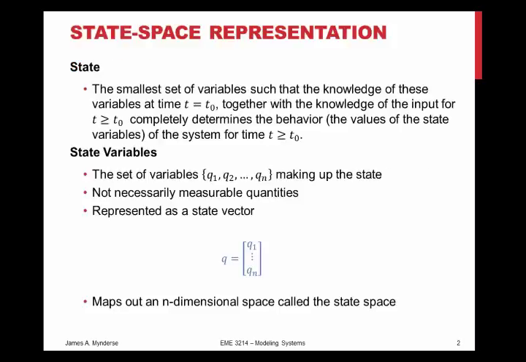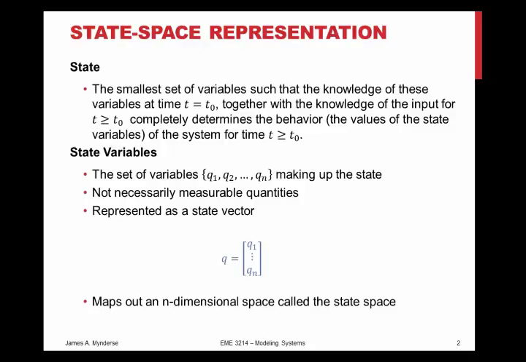The state is the smallest set of variables such that the knowledge of those variables and knowledge of the input is going to completely determine the behavior of the system, where the behavior of the system is the values of those state variables and also the value of the output. That's a little wordy, but I think you're going to see it by examples here. The set of variables that make up the state are going to be called the state variables, which I think is obvious. But these are not necessarily measurable quantities.